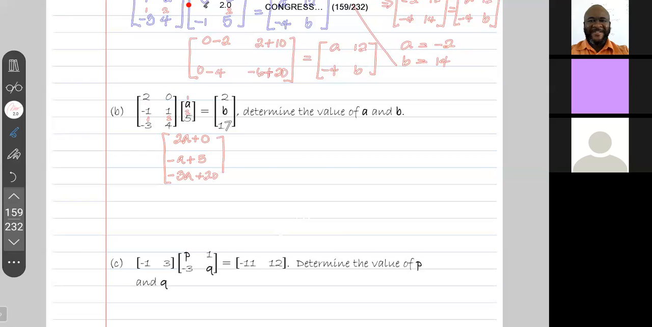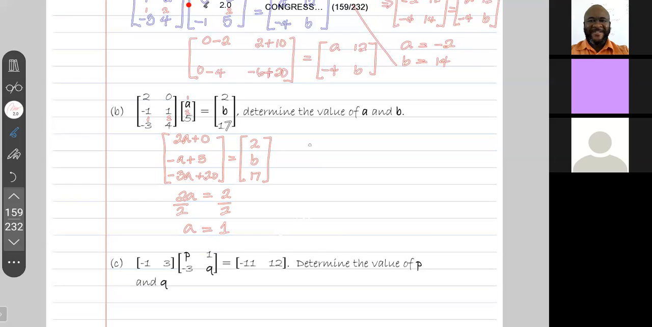Now, this matrix product is equal to the matrix on the right, which is 2, B, 1, 7. So I would have told you, if two matrices are equal, corresponding elements are also equal. So what that means is that 2A, which is the top element on the left, would be equal to the top element on the right, which is 2. If I divide both sides by 2, I'm going to get that A is equal to 1.